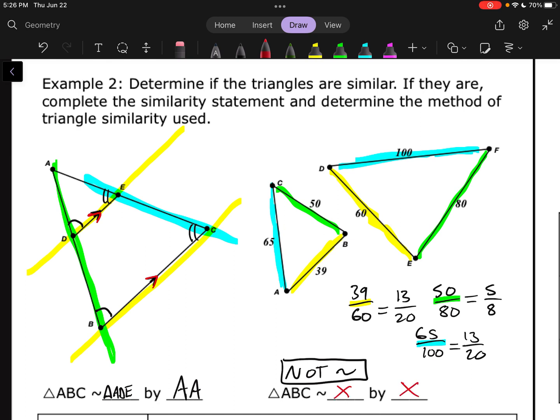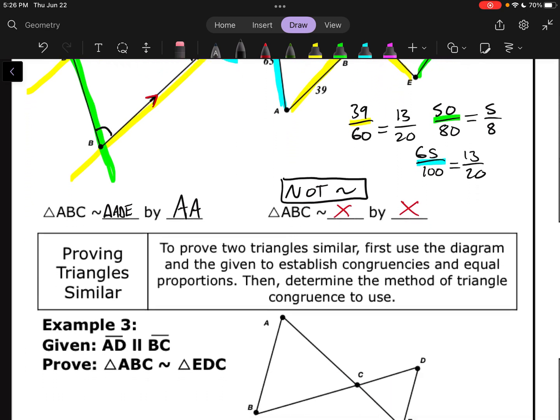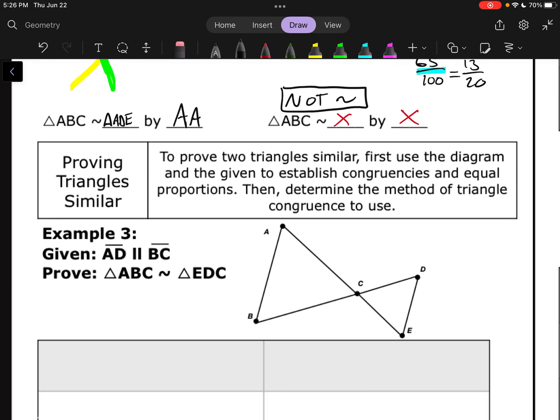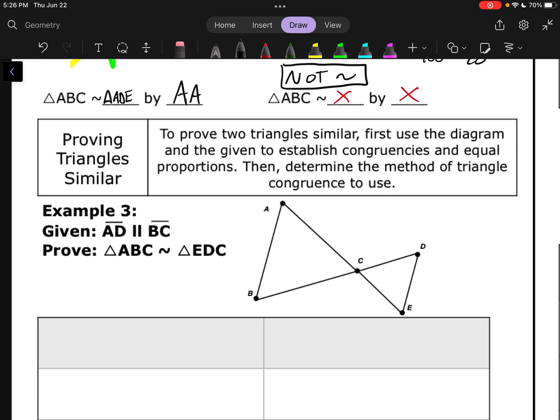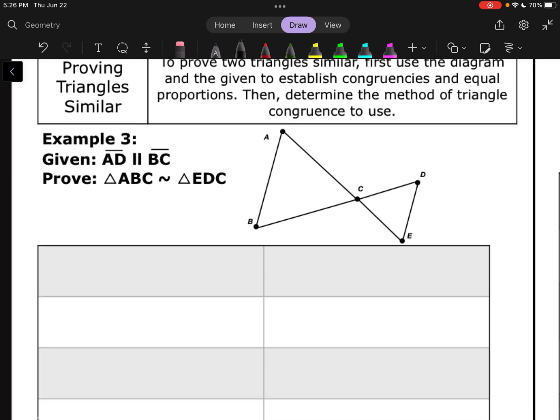We don't need to complete the similarity statement because they're not similar. Okay, so let's try a few proofs out now that we know how to do this stuff. So proving triangles similar. To prove two triangles similar, first use the diagram and the given to establish congruencies and equal proportions. Then determine the method of triangle similarity to use.